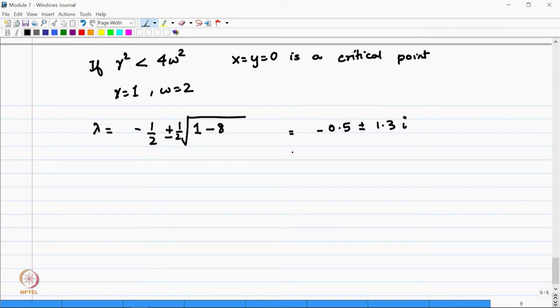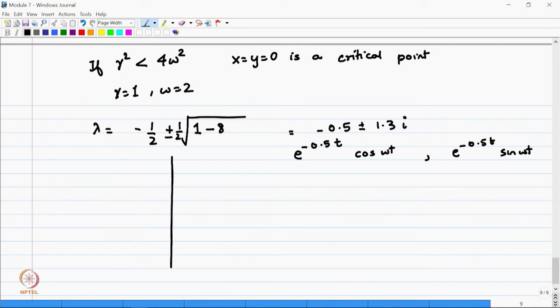What you see is that the solution looks like e to the minus 0.5 t times cos omega t, or e to the minus 0.5 t times sin omega t. These are what your solutions will look like. These are the independent solutions, and we can go ahead and write the expressions, but I won't bother with that. What I want to show is what the phase plane will look like in this case.